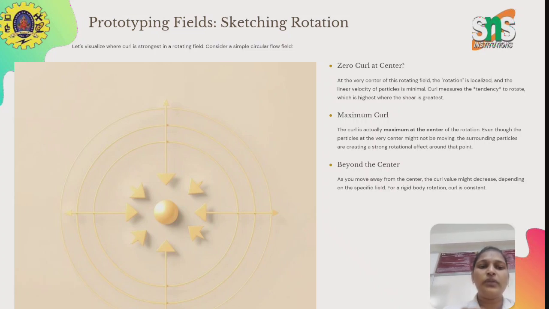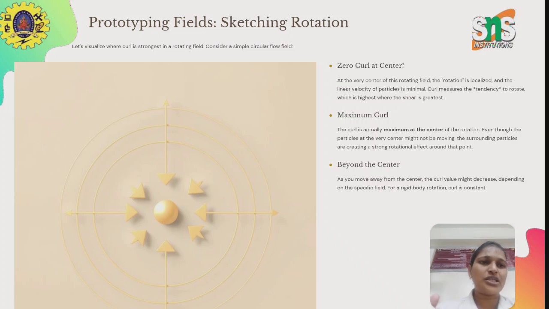So the curl will be maximum at the center point. Though it is maximum at the center point, the swirling effect will make the rotational effect around the point. But as you move away from the center point, the curl value might decrease, because we can observe that while swirling the water, the circles which are far away from the center will have a lesser effect.